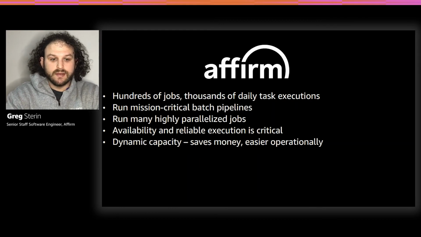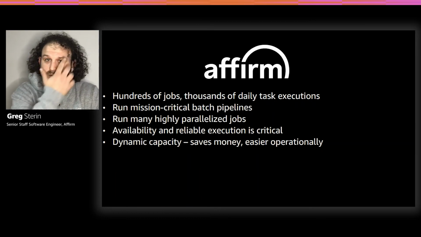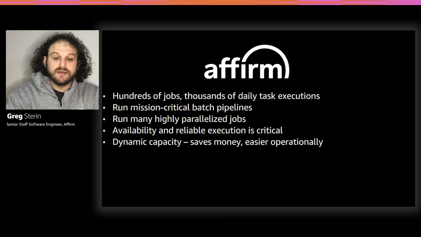And so they're also very highly parallelized. And obviously, because these are mission critical, availability and reliability is important. And finally, we want dynamic capacity. Because of the nature of batch jobs, they're often very bursty, right? So you'll have a lot of time when nothing is happening, and then all of a sudden you need a whole bunch of capacity. So being able to acquire dynamic capacity is going to save us money. It's also operationally a lot easier to manage. We don't have to constantly think about all these nodes and maintain them. We just kind of get dynamic capacity when we need them.